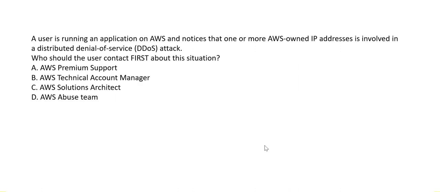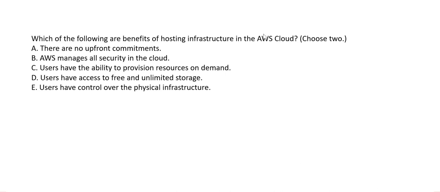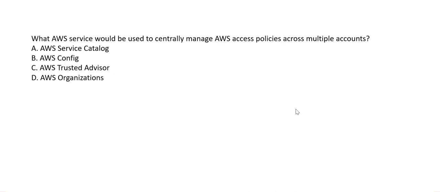If there is a DDoS attack, whom to inform? Abuse team, AWS abuse team. What are benefits of AWS cloud? Two benefits: A and C, no upfront commitments, provision in elasticity, users have the ability to provision resources on demand, central management of AWS policies, access policies across multiple accounts.